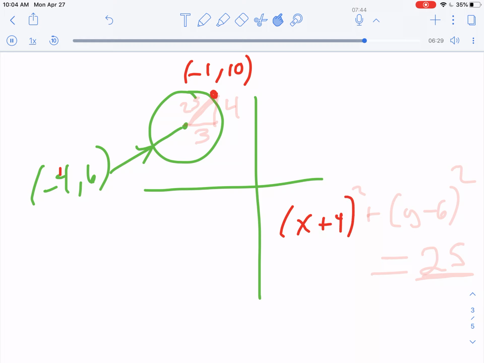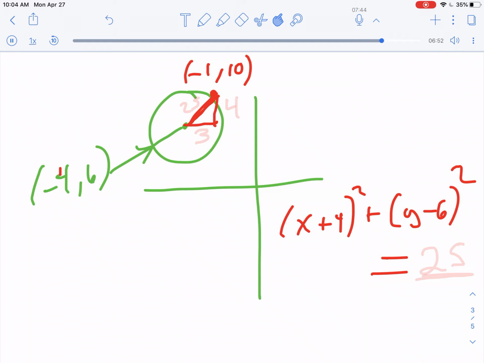plus 4 squared. Because remember, when you plug in a center, you should always get 0. Plus y minus 6 squared, and I'm running out of space, equals what? Well, it's the radius squared. Well, the radius here would be this little piece right there. And what I always do is kind of make it a right triangle.